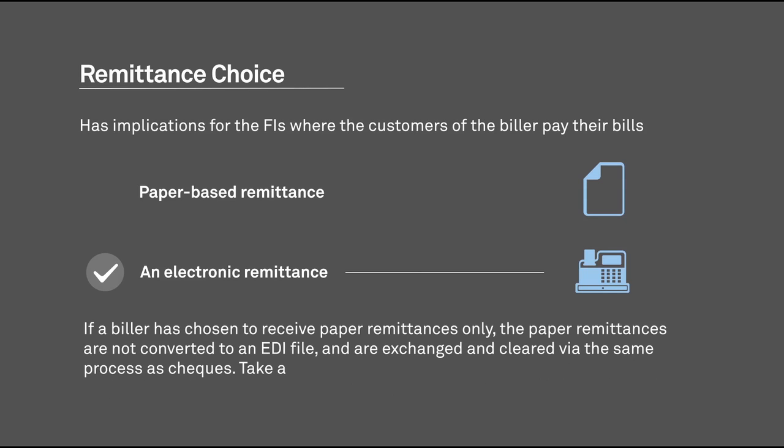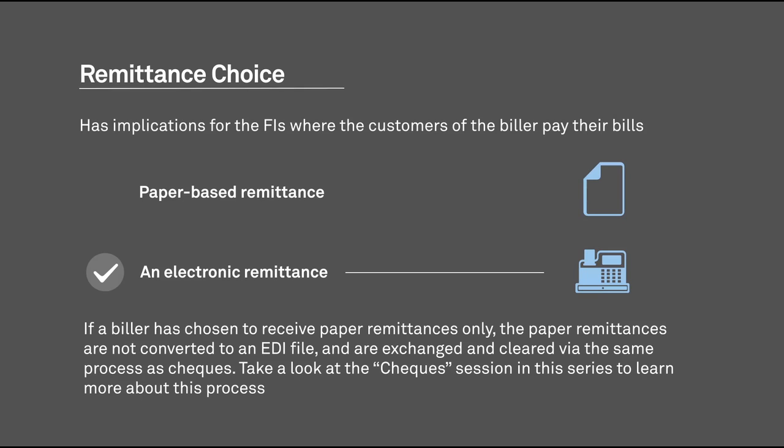If a biller has chosen to receive paper remittances only, the paper remittances are not converted to an EDI file and are exchanged and cleared via the same process as checks. Take a look at the checks section in this series to learn more about this process.